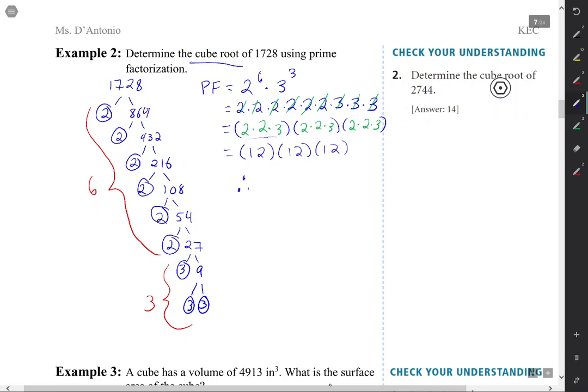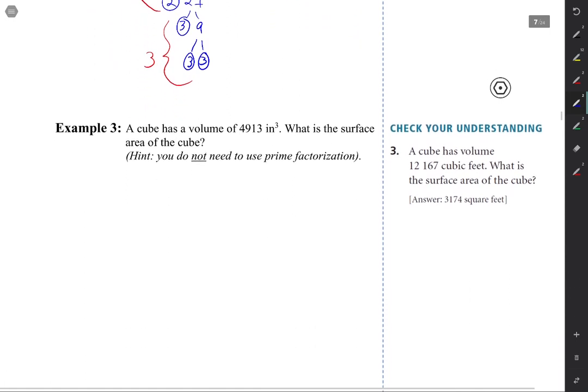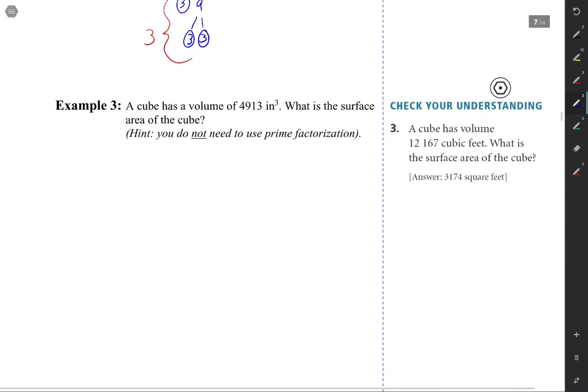Therefore, and I'm using a little triangle of dots again, therefore, the cube root of 1,728 is equal to 12. And we're done. Now, example 3 is the exact same thing, except now it's an application of it.